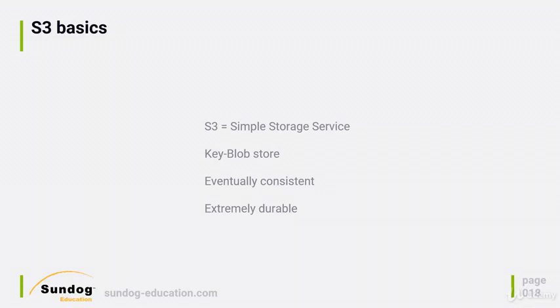S3, again, stands for Simple Storage Service. Three S's there, hence the name S3. Fundamentally, it is what we call a key blob store. So even though people kind of think about it as a file system, it's really not a file system. It's just a system for storing blobs of data, objects that are stored as generic blobs of information, and those blobs are associated with unique key names, okay?